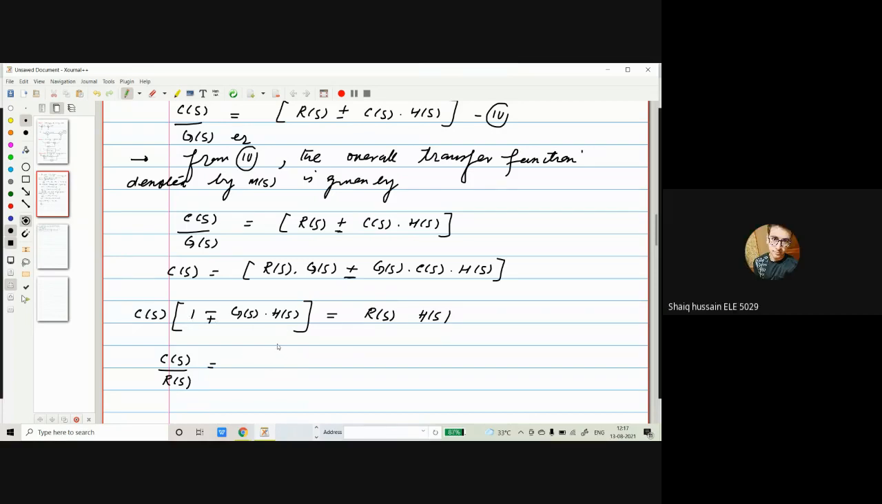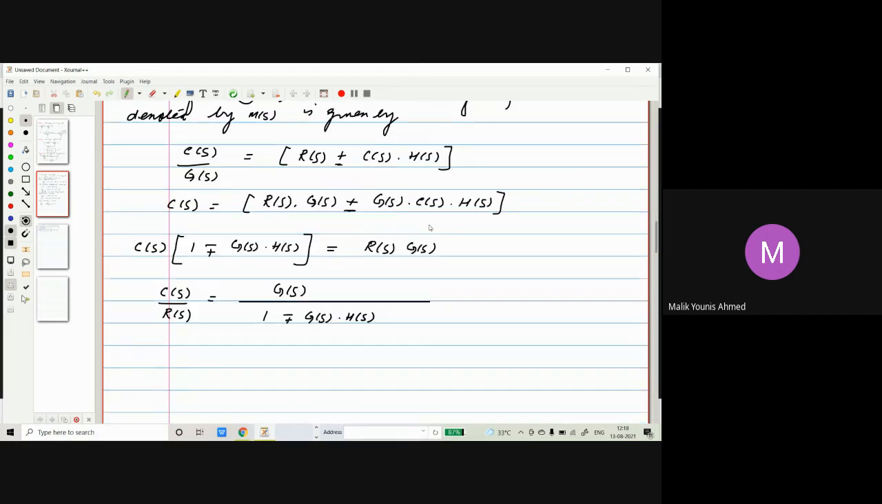So G of s will be with R of s. This is R of s, G of s, fine. So I will bring this R of s here. C of s by R of s will be G of s divided by 1 minus plus G of s into H of s. So this is the overall transfer function.